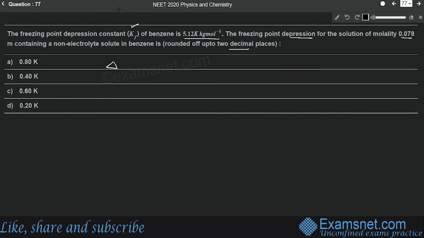We know that the freezing point depression, denoted by delta Tf, is equal to Kf into m, where Kf is the freezing point depression constant and m is the molality of the solution. Okay. So Kf is given here. It is 5.12 Kelvin kg per mole, into molality, which is also given. It is 0.078 molal. Okay. So 0.078. Now if we solve this, what will we get?